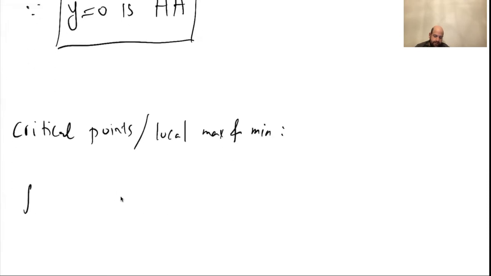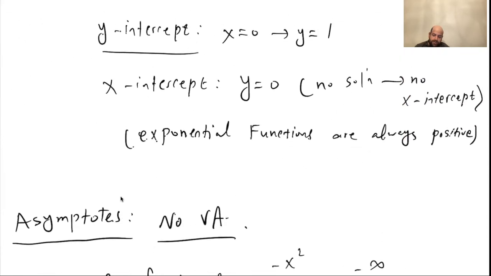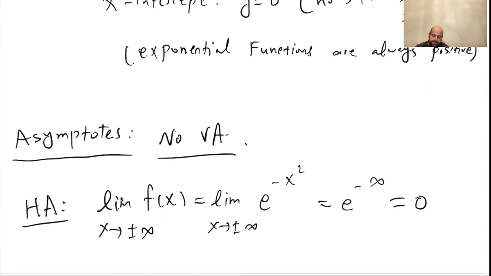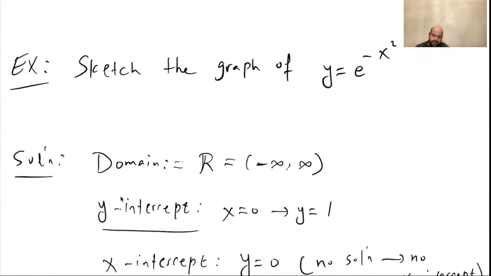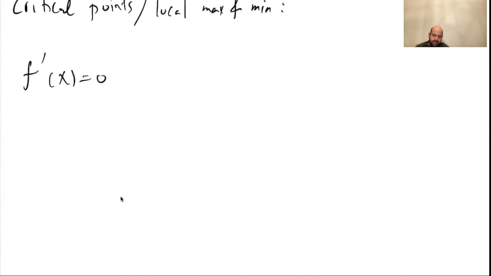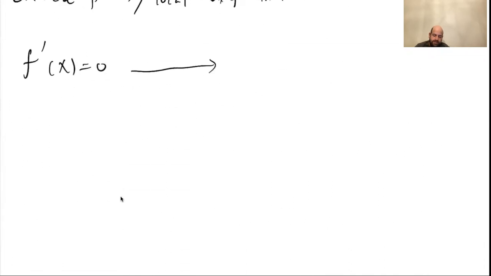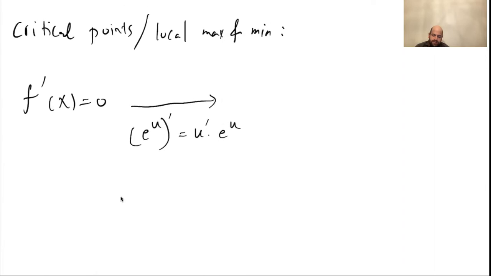So for that purpose, we need to set f prime of x equals 0. What was f of x? e to the power minus x squared. Derivative of this function, how can I calculate? See, e to the power u, derivative was u prime times e to the power u. So the derivative of e to the power minus x squared is the derivative of minus x squared times e to the power minus x squared.